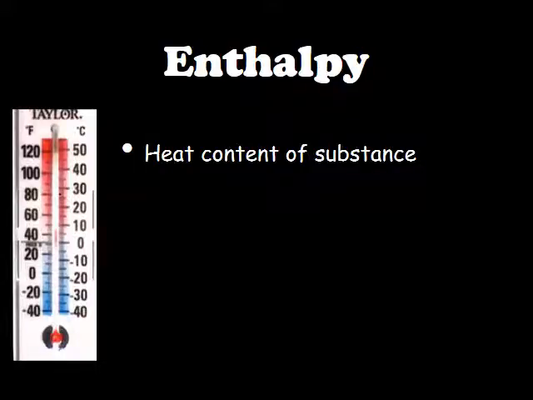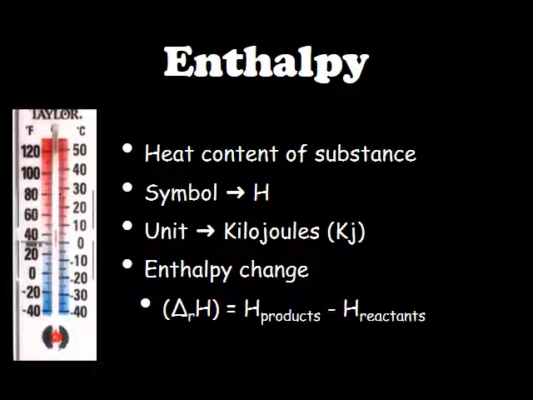Now, enthalpy is the heat content of a substance, essentially the potential energy locked in the bonds of a substance, and it can be released either by, say, burning it or by chemical processes. The symbol is a capital H, and the units are kilojoules because it's a measure of energy. The enthalpy change, or delta rH, where the little r stands for reaction, is the enthalpy of the products, or the H of the products, minus the enthalpy of the reactants.